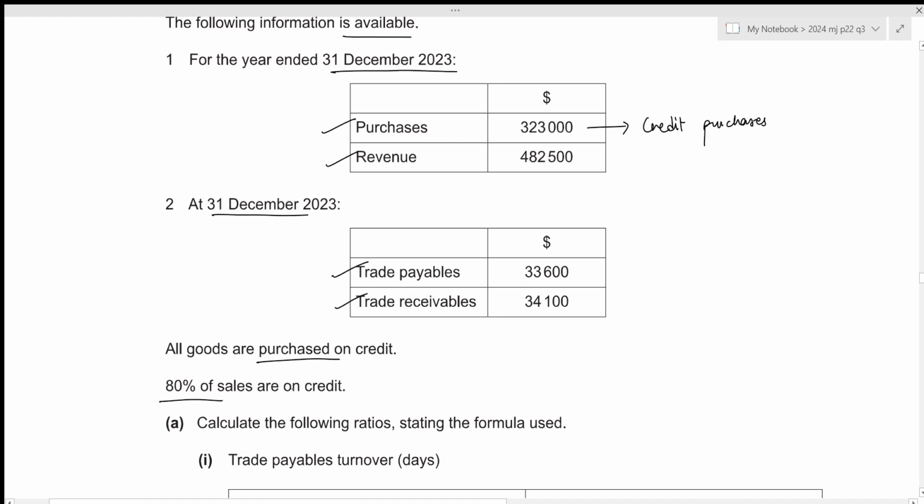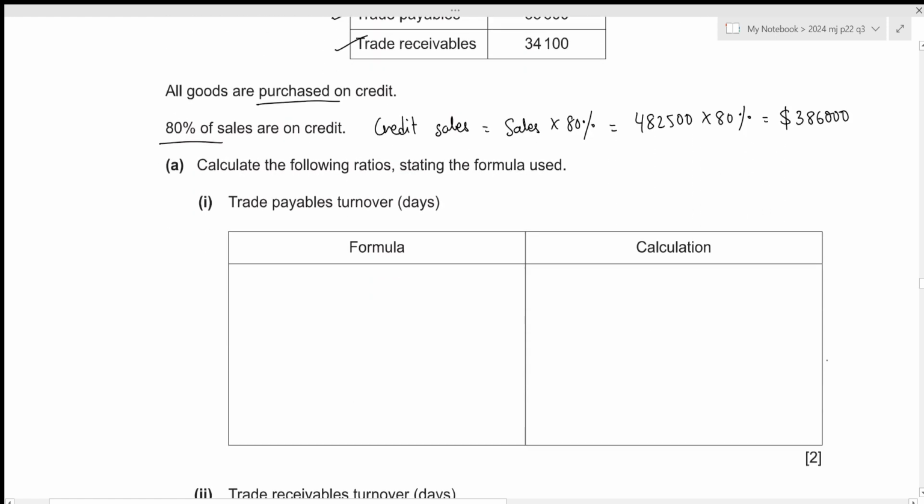And 80% of sales are on credit. So credit sales will be 80% of the total sales. And in this case, the total revenue is given to be 482,500. And 80% of this value will be the credit sales. That will be 386,000. Now for the first part of this question, we need to calculate the following ratios stating the formula used.